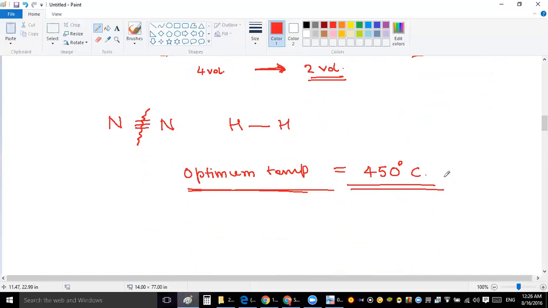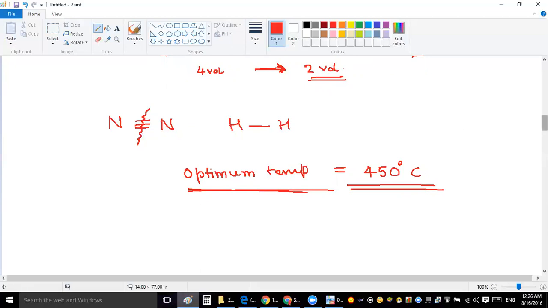But if you keep your temperature low, the reaction will oppose it, so it will automatically rise. The reaction will not start at all, because nitrogen cannot be broken down. If the reaction does not start, then nothing is going to happen. So that's why I have to use this optimum temperature. Oh, okay, sir. Got it.